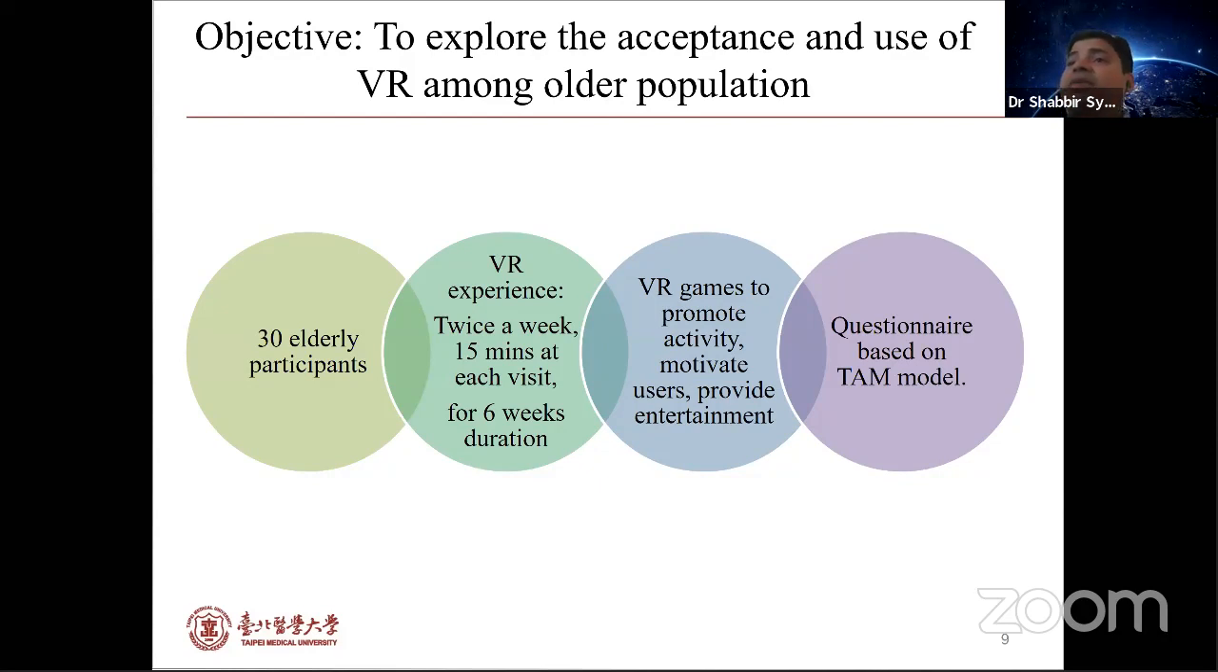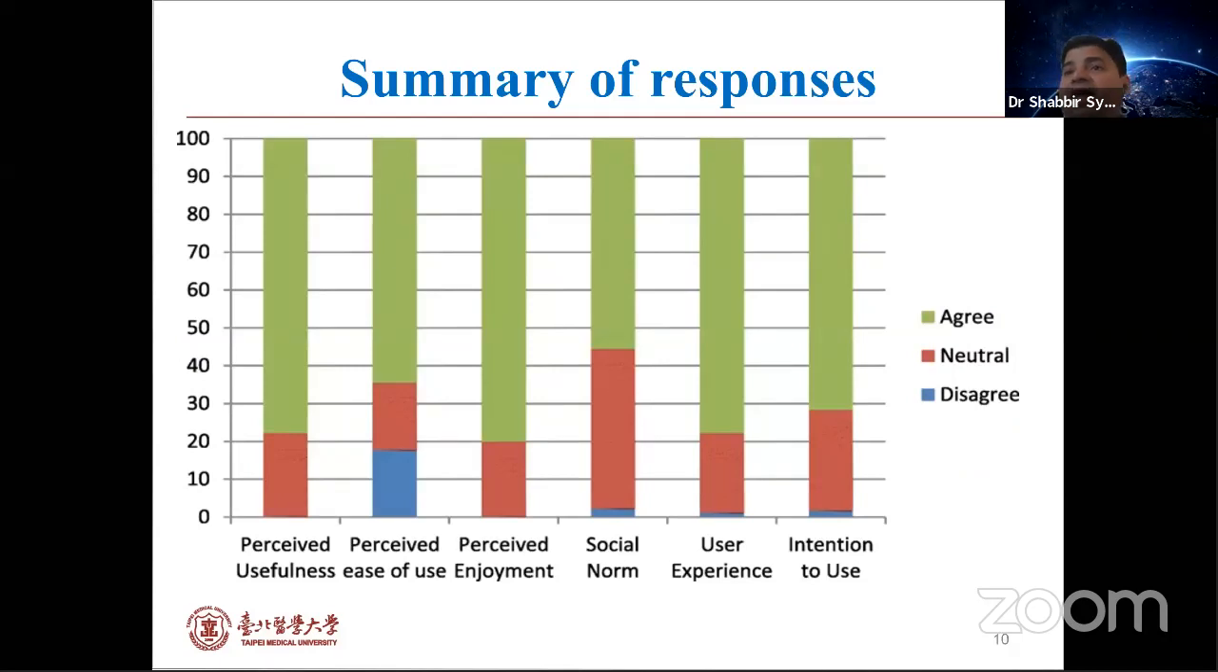So there is something called the technology acceptance model. So we use that model to evaluate the user acceptance of this technology. And as you see, the results were pretty good. If you see the green parts, more than 80% of people agreed for usefulness, and more than 65% agreed for ease of use.